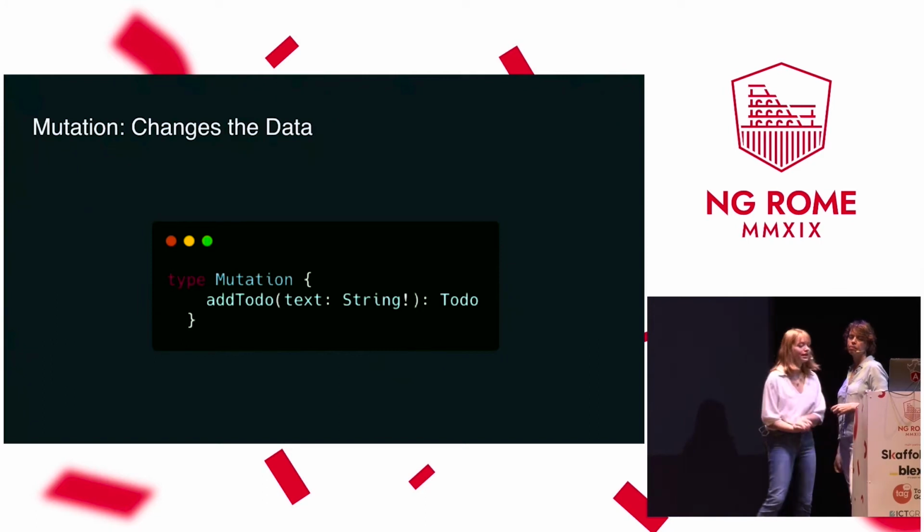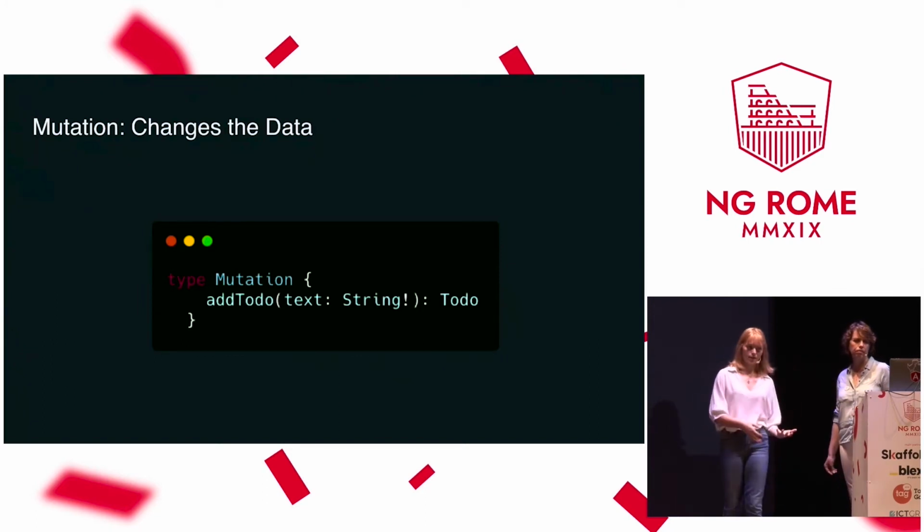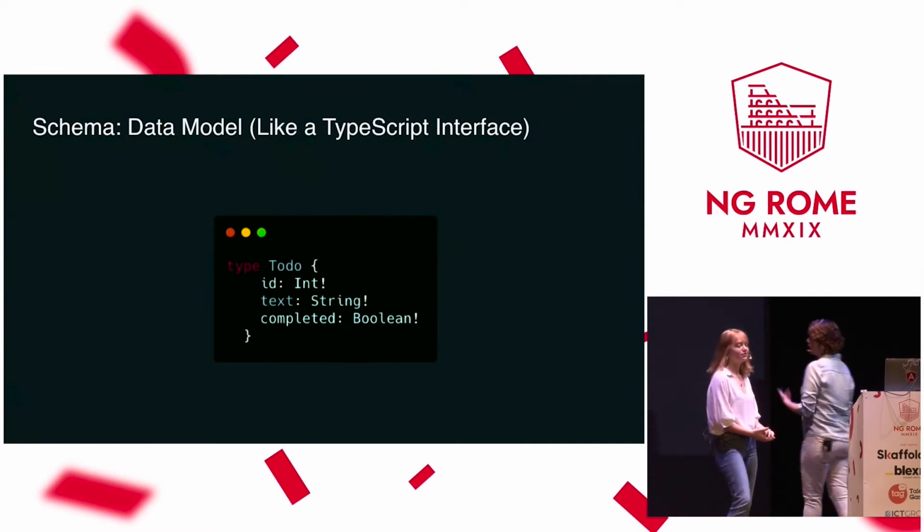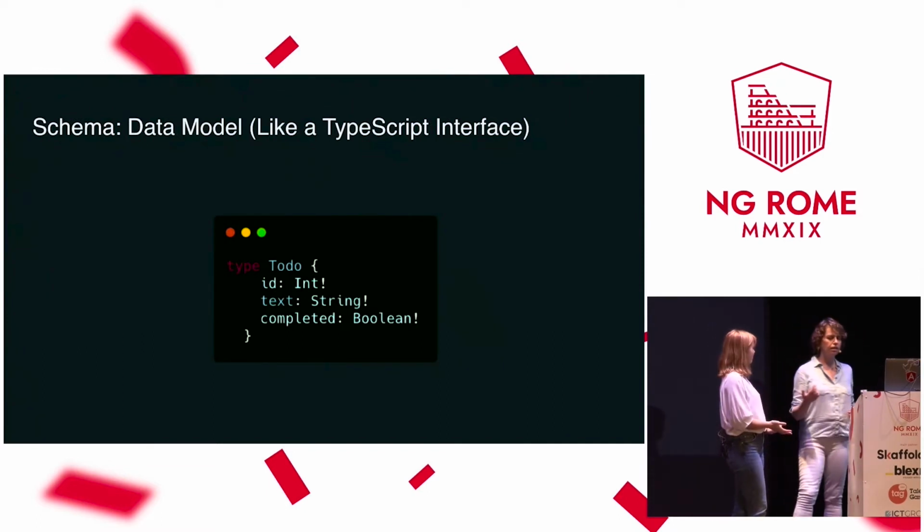A mutation is anything that changes the data in the database. And a schema is just your data model, like a TypeScript interface.